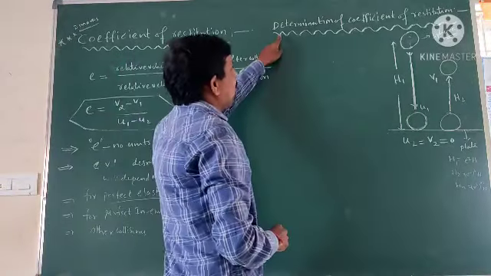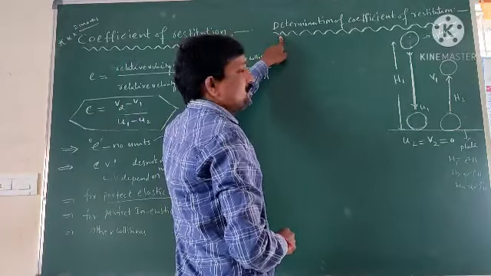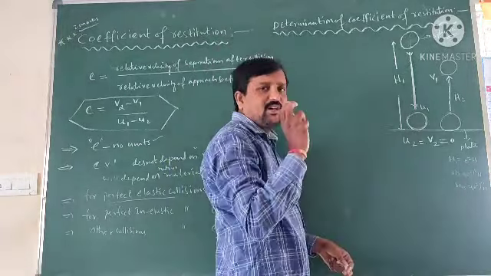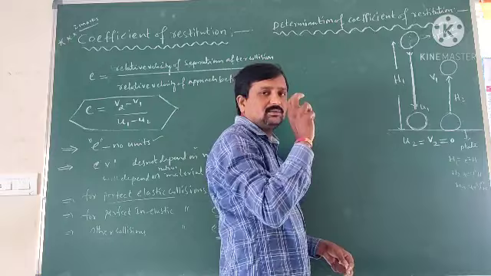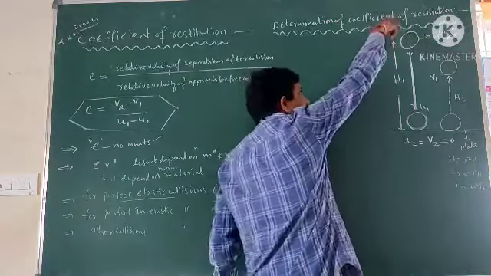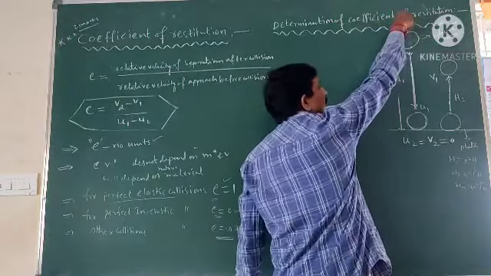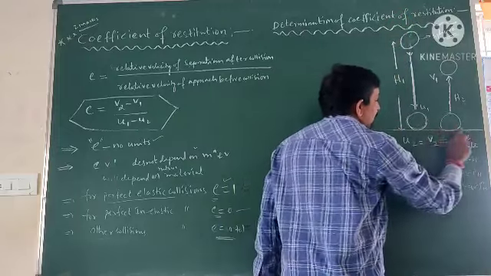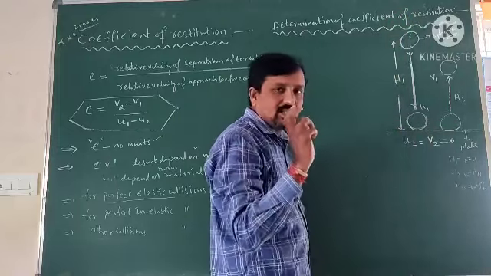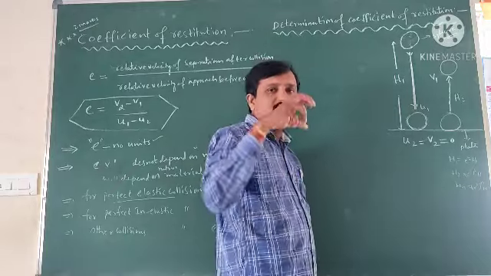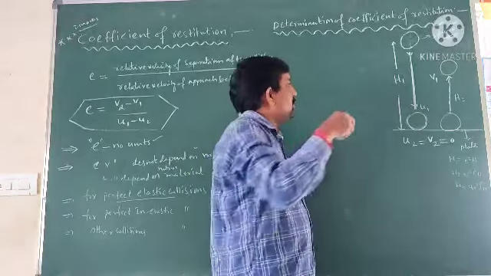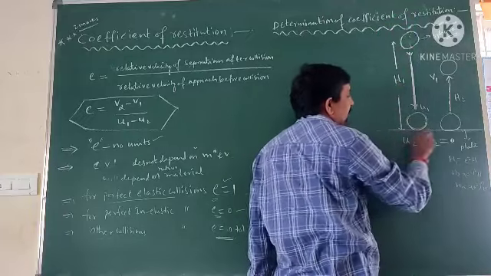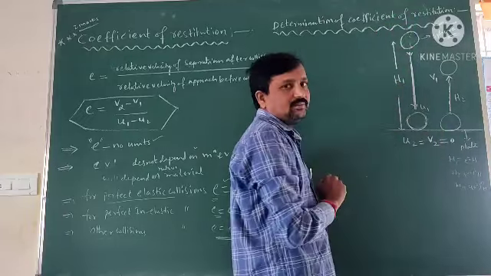Now, determination of the coefficient of restitution. Let us take one sphere. The sphere is dropped from a certain height onto the plate, a metal plate.